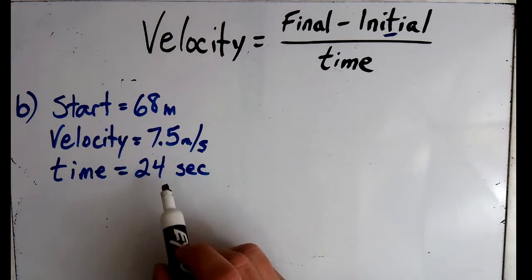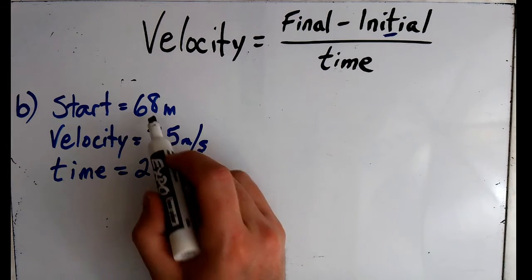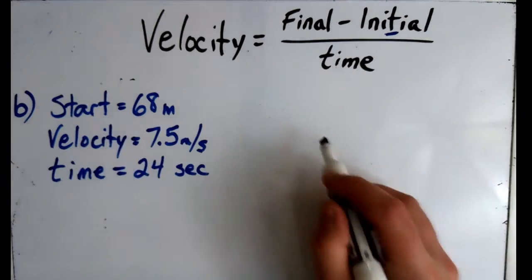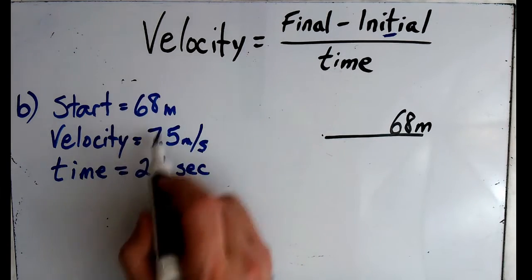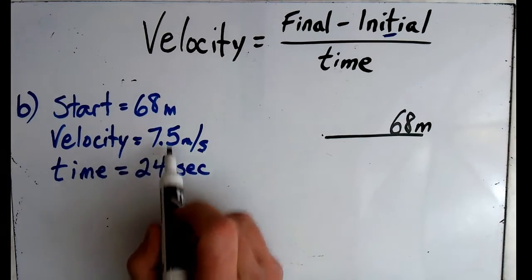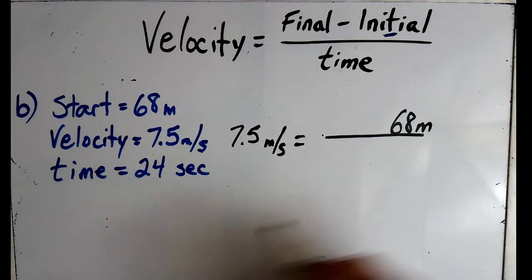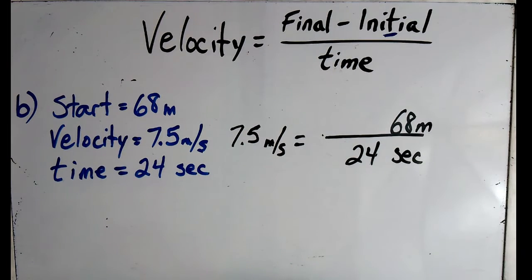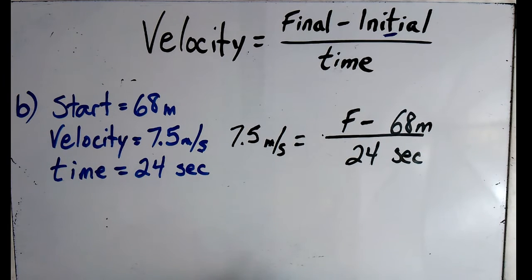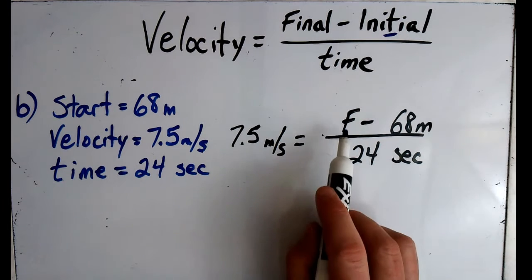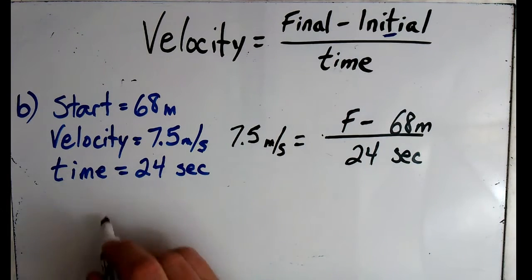We've got 3 numbers. We have to find where they go in the formula. The start is the initial, so I'll put that in. Velocity is actually the answer. A lot of people get messed up. We know the answer, and the time is 24 seconds, so I'll put that in. Now the one thing we don't know is the final position. So this one's different. We've got the unknown mixed in with the numbers, but we have the answer.